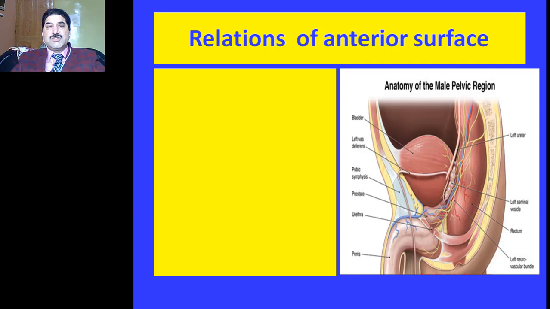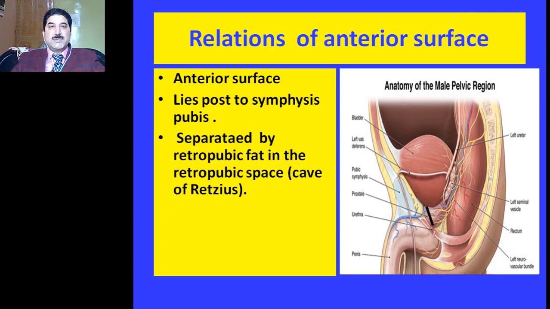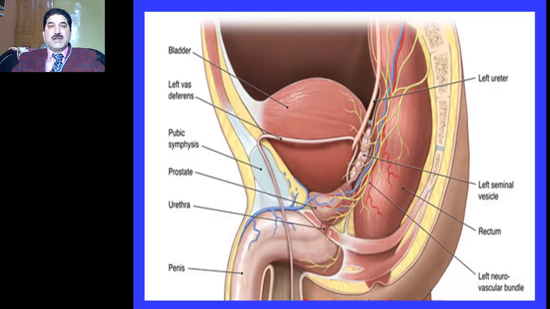Let us go to the relations of the anterior surface of the prostate. The anterior surface of the prostate lies posterior to the symphysis pubis. Precisely speaking, posterior to the inferior part of the symphysis pubis. It is separated by retropubic fat in the retropubic space, which is also called the cave of Retzius. It is supported by puboprostatic ligaments.